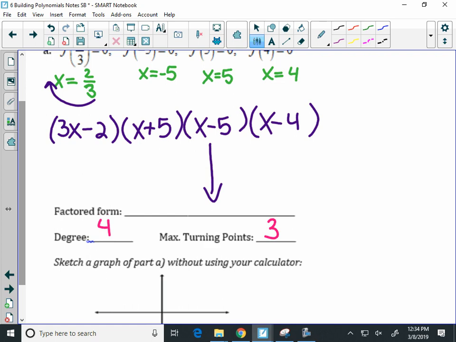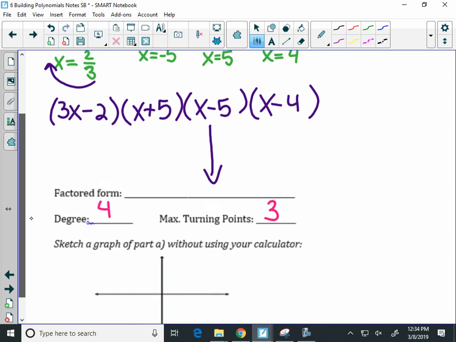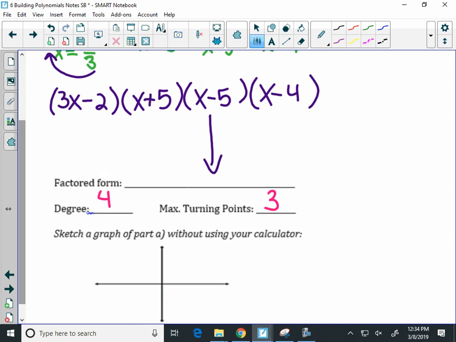So we're going to sketch a graph again. Right? We already know the roots. We're just going to sketch the picture. The more sketching we can do, the better here. So I have a root at 2/3. We'll estimate where 2/3 is. A root at -5, at +5, and at positive 4. Now, are any of these roots going to bounce off the axis? No, because they all have multiplicity of 1.